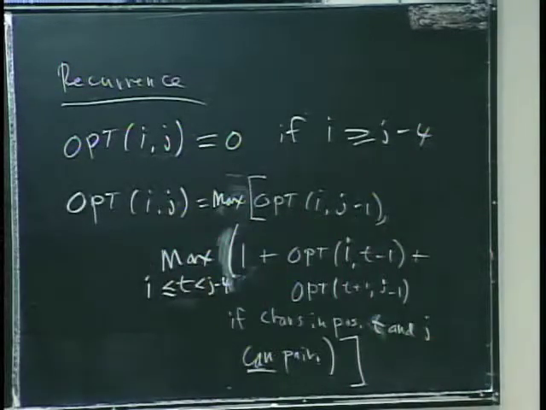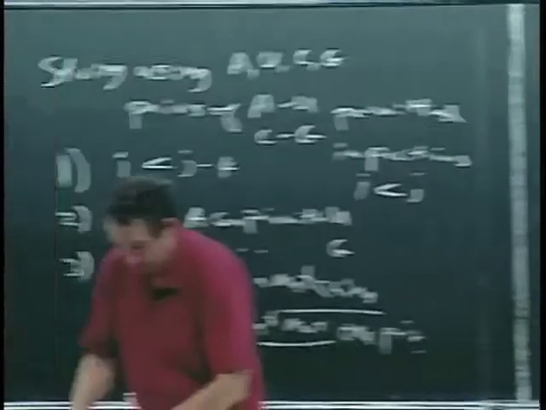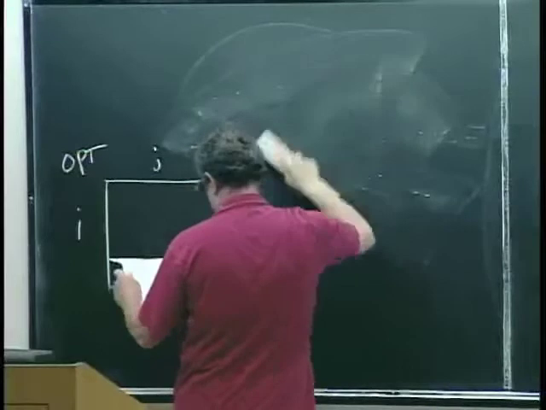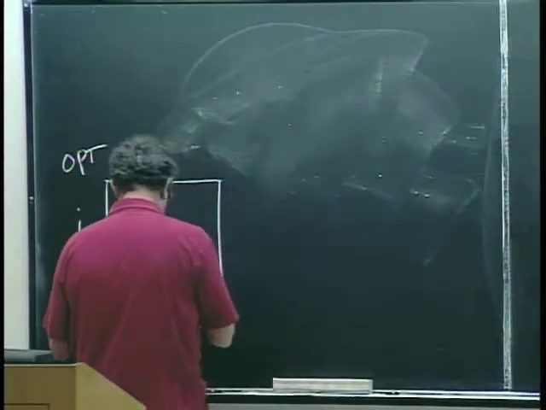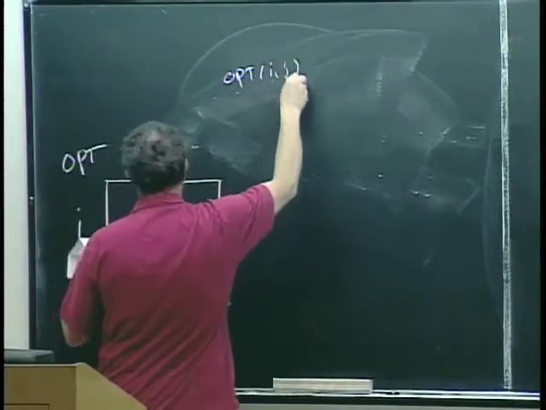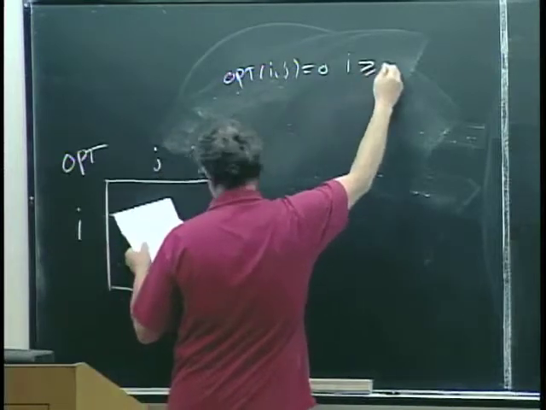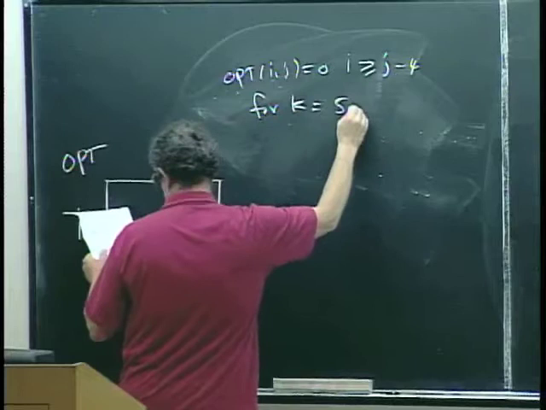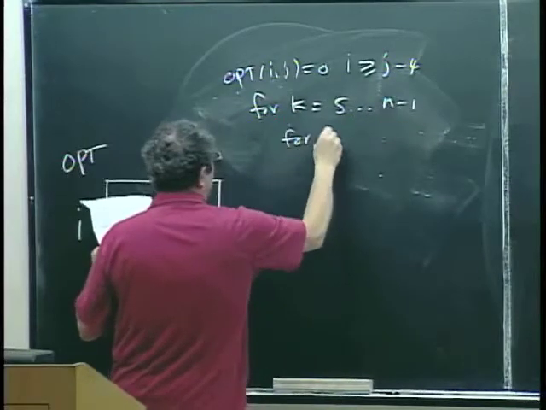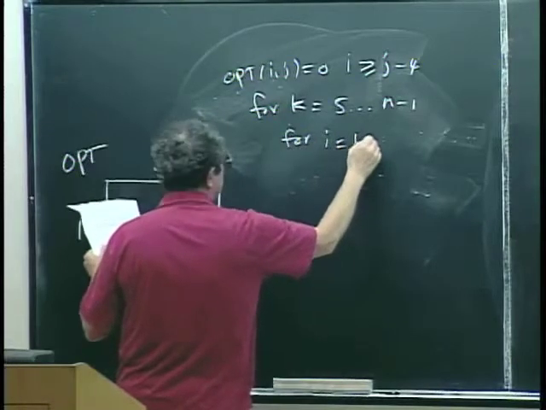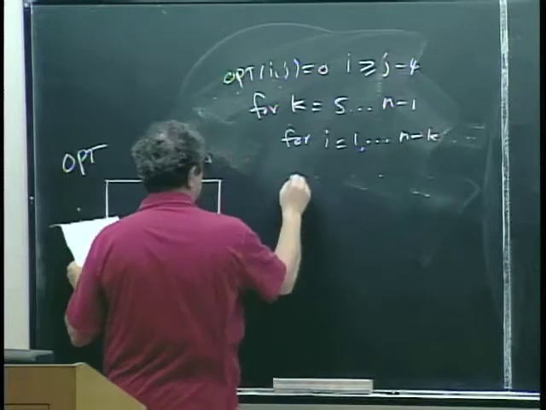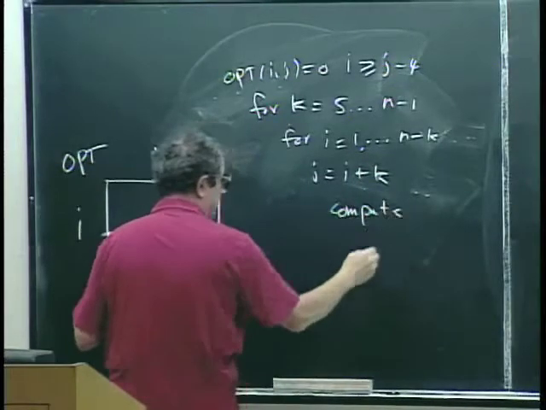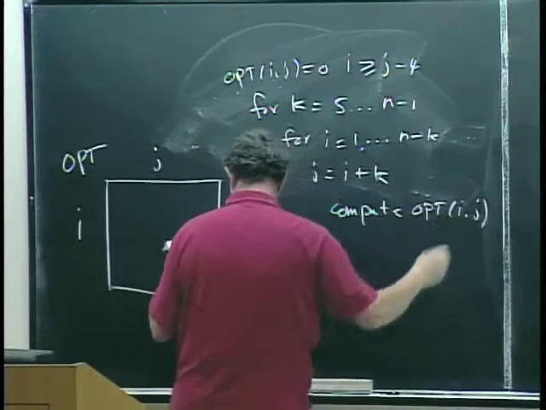Well, let me write this down in some pseudocode. It might be a little clearer if you haven't seen the idea yet. Where we're assuming the base case. Opt ij equals 0 for I greater than or equal to j minus 4, and then for k equals 5 through n minus 1, for I equals 1 through n minus k, j equals I plus k, and then you compute opt ij using the recurrence.